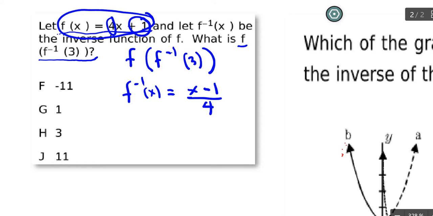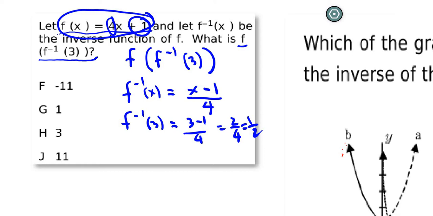So we got the f inverse of x. Now we're going to plug in 3 because we're doing f inverse of 3. So f inverse of 3 will be 3 minus 1 over 4, which is 2 over 4, which is 1/2. But that's not where we are going. We're going to plug that 1/2 into f, because it says to take f of whatever we got here. So we're going to do f of 1/2.